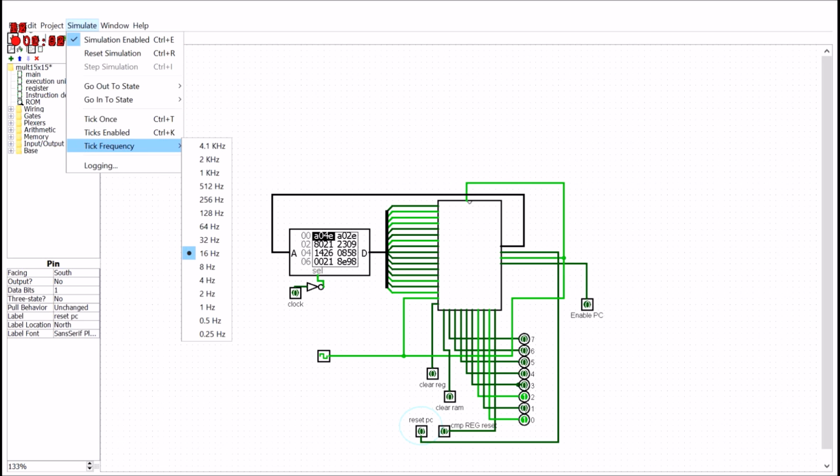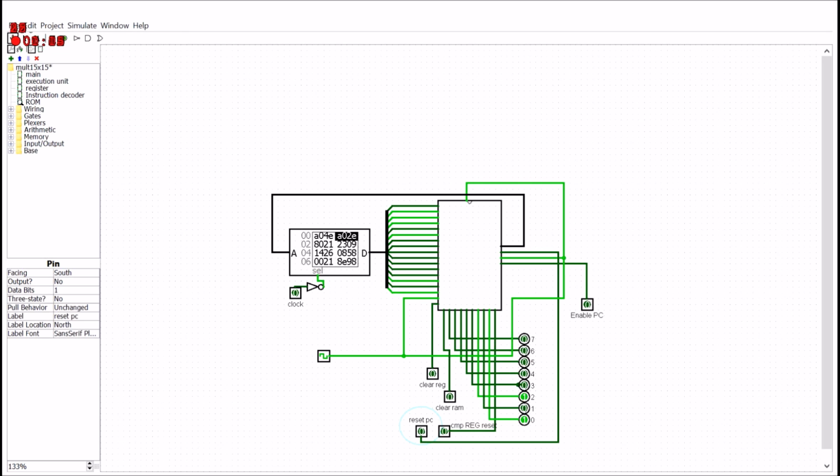Just so you guys know, we're running this at 16 hertz. It's stable all the way up to like 2 kilohertz, but it's hard to see the output because it's flashing so much. So 16 hertz is going to be just fine. And let's go. So there it is. That was 5 times 5, and you guys can see for yourselves that's 25. 16 plus 8 is 24, plus 1 is 25. Pretty cool.